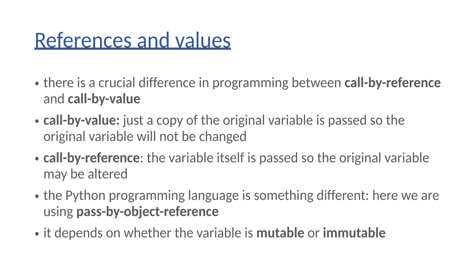So we can change the value of a given variable with the help of a given function, for example, if the given object is mutable, and we are not able to change the value of a given variable if the object is immutable. Okay, so this is how Python works.